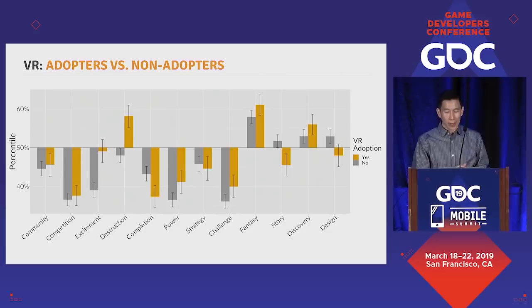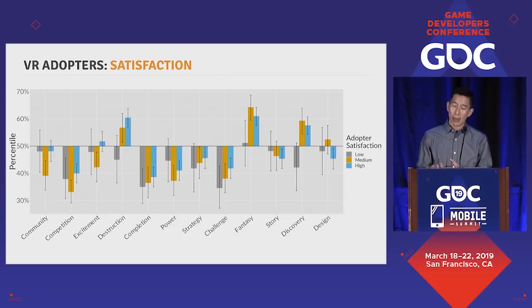This is interesting from a disposable income point of view, because VR is currently expensive. And these two motivations, destruction and excitement, both drop quite fast with age. So older gamers with more disposable income who can afford VR are precisely the gamers who have dampened motivational interest in VR.